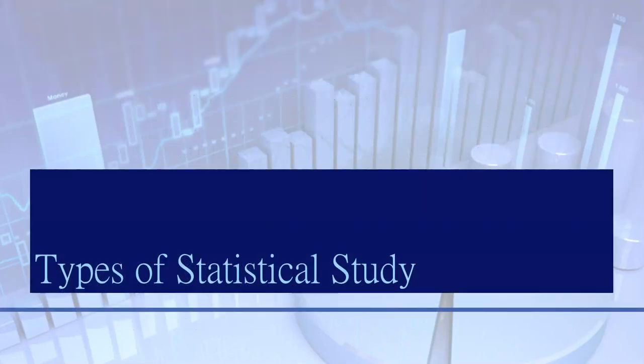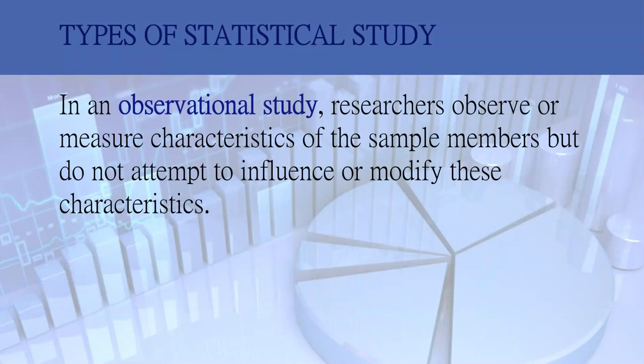Okay, now let's talk about different types of statistical studies. The first one is an observational study, which means you are observing. You are not influencing or modifying anything about the study. You are just watching and you are not interfering.